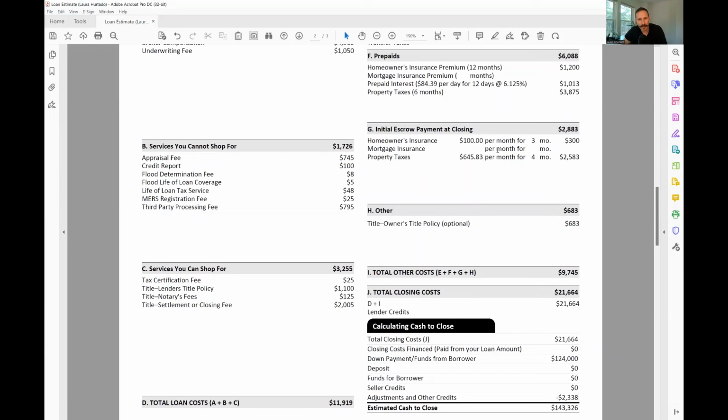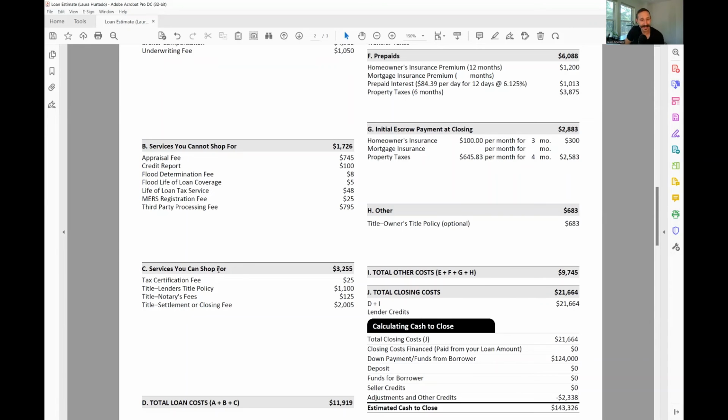And then H is an optional owner's title insurance policy. If you were purchasing a home warranty, that would be in this section as well. And why does it say optional here? Well, the reason it says optional is because it's not something that's required for you to purchase. You don't have to have an owner's title policy.